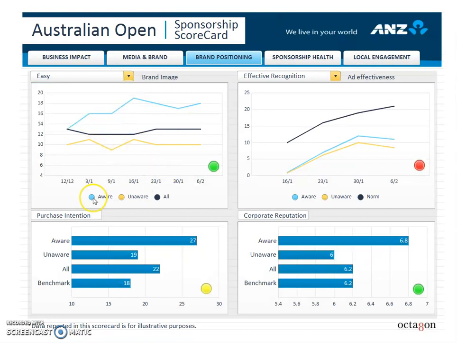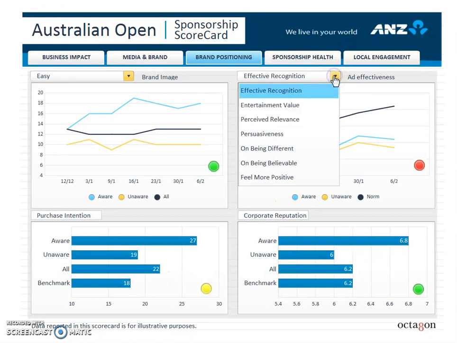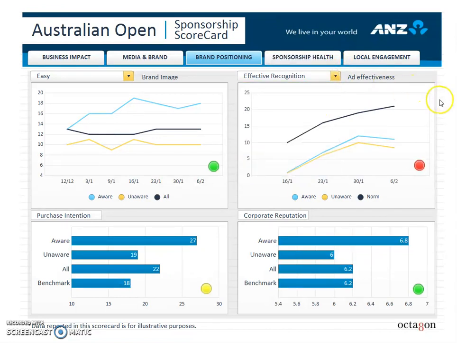Again, same sort of measures here. We can look at those who are aware of the Australian Open sponsorship, those who are unaware, and the general population, and obviously be looking for key differences between aware, unaware and general population during a sponsorship period. Purchase intention data, again coming from live surveys running in market before, during and after the event, and then effective recognition of the advertising. So we can look at the different levels of advertising recognition of the execution of the campaign.